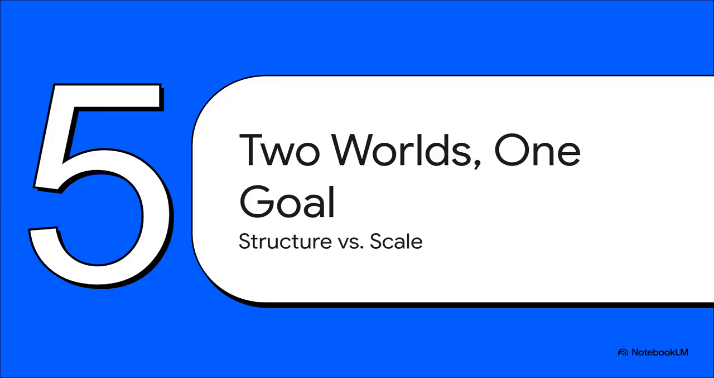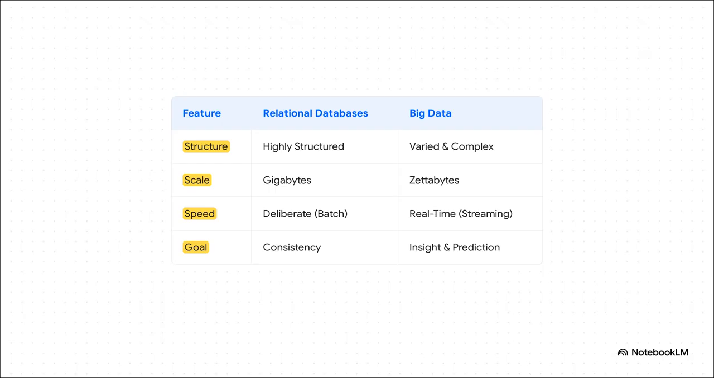So, we have these two very different worlds, right? The highly structured database on one hand and the massively scaled world of big data on the other. They seem like total opposites, but they're really just different tools aimed at the exact same fundamental goal, trying to make sense of information. This final table really puts it all into perspective, side by side.